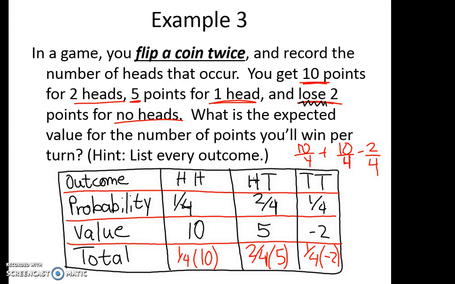So if we were to write that down or simplify it down, or actually find a value, that would be 18 over 4, which is 4.5. So that's the expected value. It's pretty much $4.50.